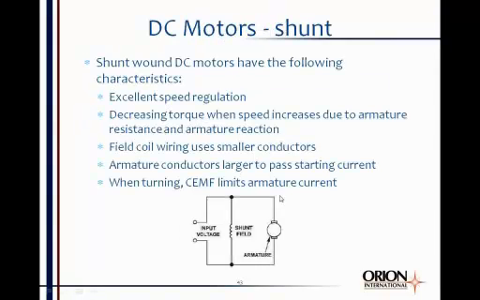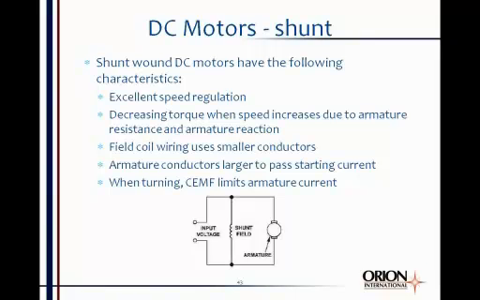Shunt wound DC motors have the following characteristics. They've got what's called excellent speed regulation. And speed regulation is sort of like when you load the motor down, how does it perform? Does it slow down a lot when you load the motor down? If not, if the motor maintains a relatively constant speed, then we would call that excellent speed regulation.